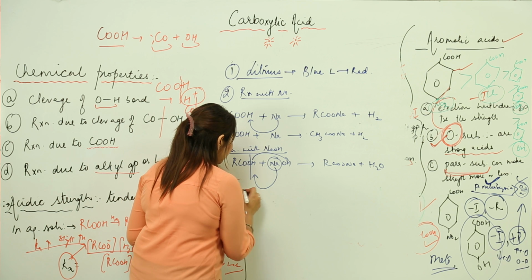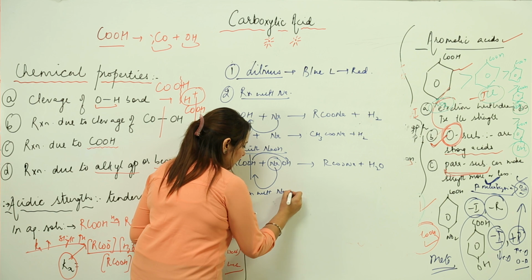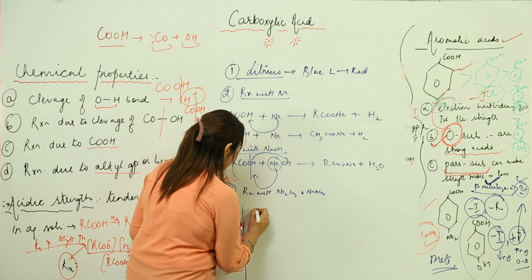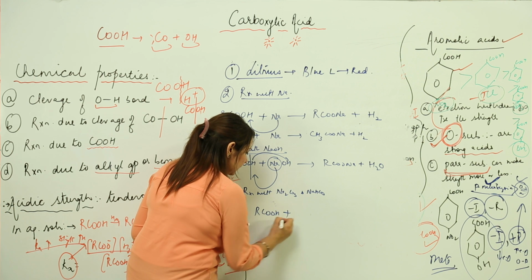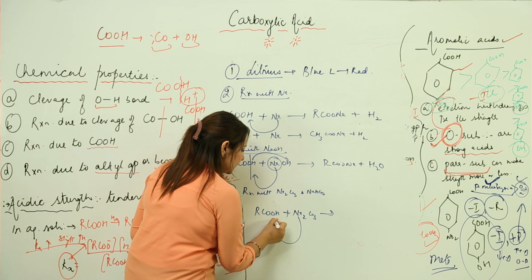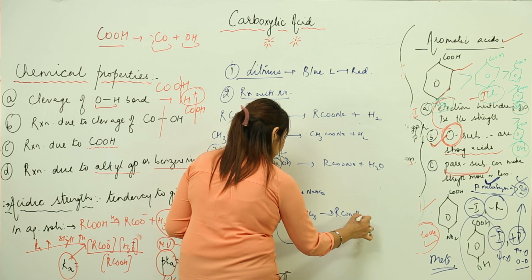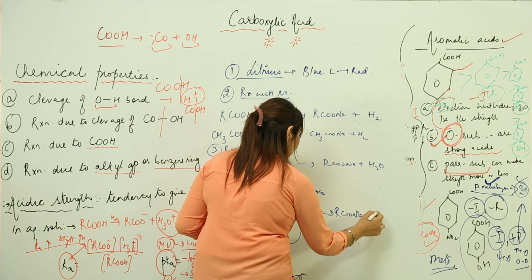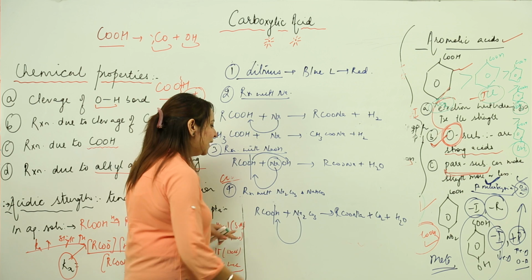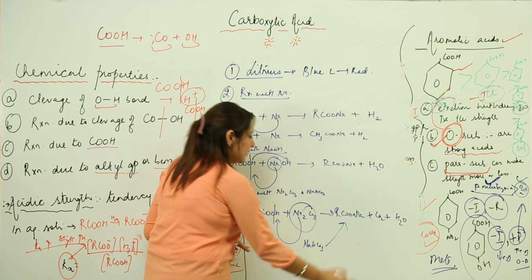Likewise, we can do the reaction with a bicarbonate or carbonate. Let us take a metal carbonate and a metal bicarbonate. The same reaction happens. So we have carboxylic acid and Na2CO3. Again Na is going to displace H, and we are going to get the sodium salt of the carboxylic acid. Along with that we will get the products CO2 and H2O. Likewise we can take NaHCO3 also, and the product is going to be the same.